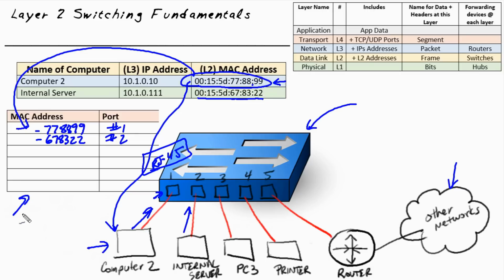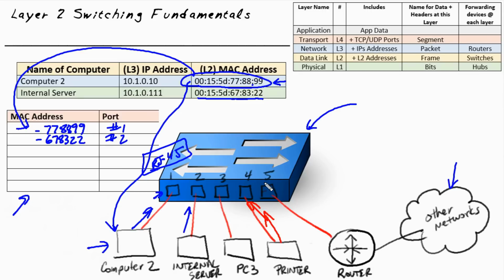Now, one of the questions that might come up as a result of this extra work the switch is doing is, why? Why does the switch want to memorize which MAC addresses are reachable off of each port? And that's because a layer 2 switch has the ability to make intelligent forwarding decisions based on knowing where the layer 2 addresses are and what ports it can use to reach them. For example, if this printer sent a packet into the network and at layer 2 it was destined for the MAC address of computer 2 that's ending in 778899, the switch says, oh, goody.